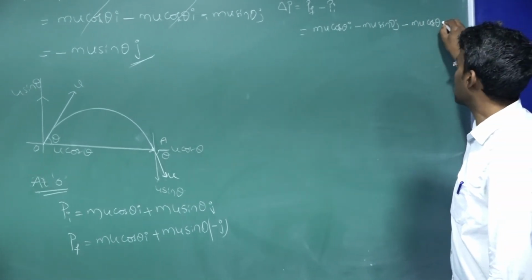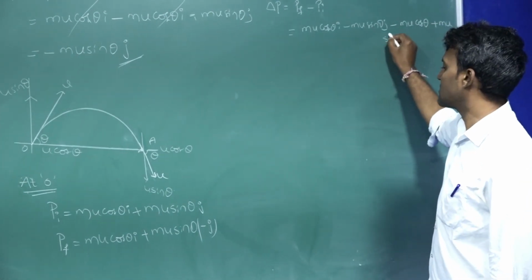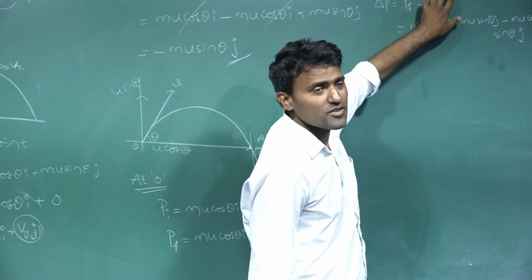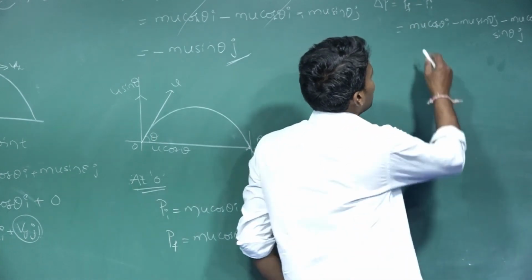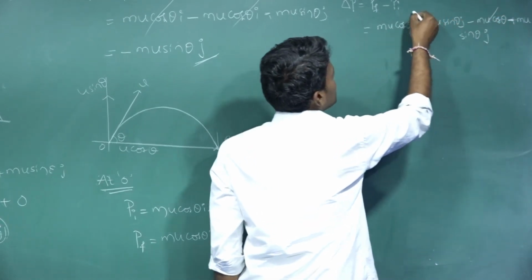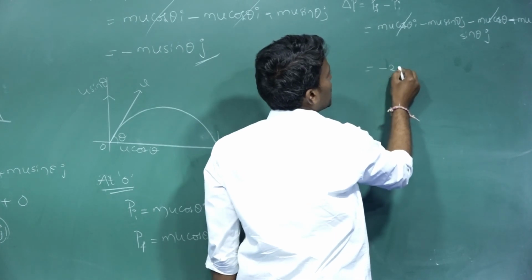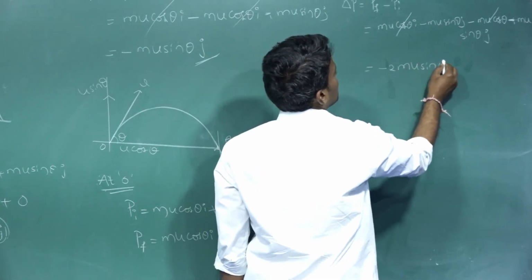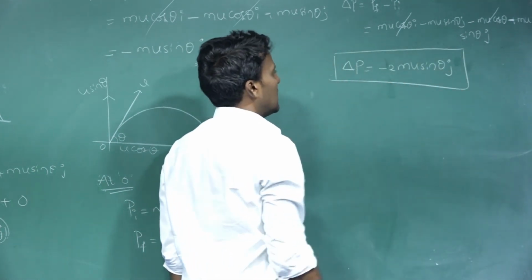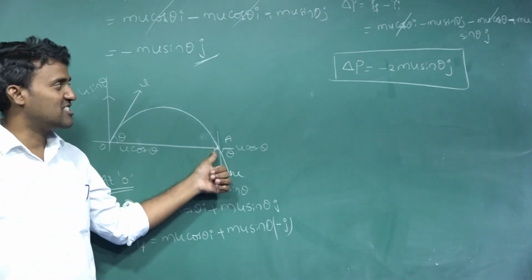i plus mu sin theta j. Final momentum is this one we have written. Initial momentum is minus into plus, which is nothing but a minus, isn't it? Minus mu cos theta gets cancelled. It is minus 2 mu sin theta j, isn't it? This is the change in momentum at the point of projection and where the object can reach, isn't it?